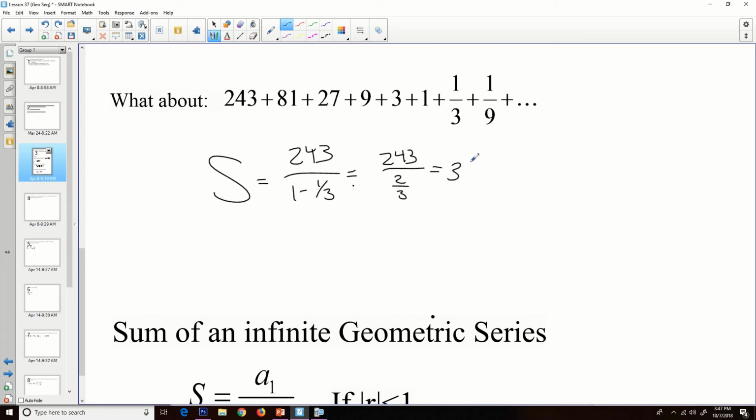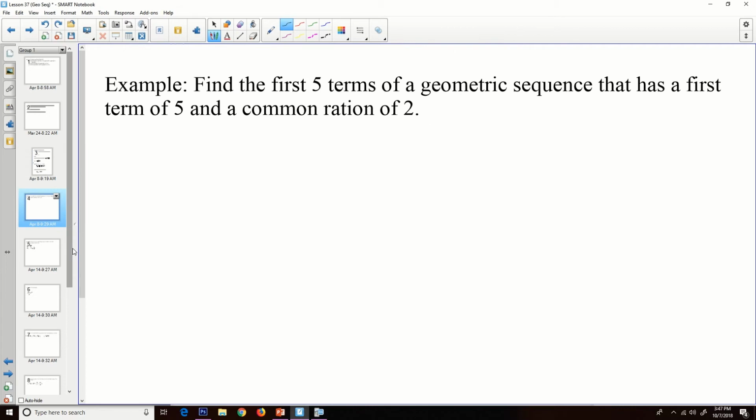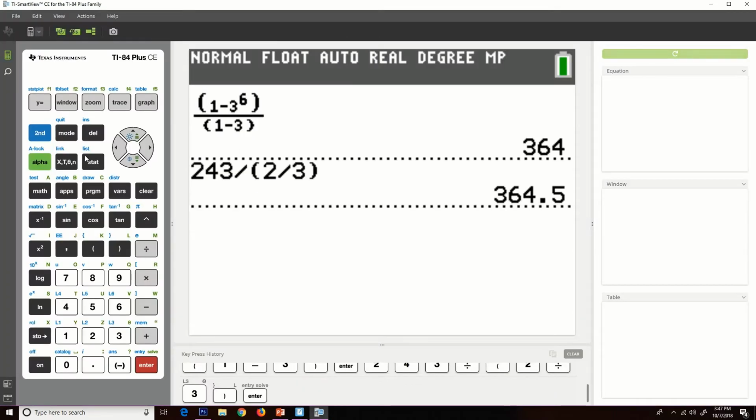So this is 364.5, and that's that total sum. All right, so an example: find the first 5 terms of a geometric series that has a first term of 5 and a common ratio of 2. Well, if that's true, then a sub n is going to equal 5 times 2 to the n minus 1, and we will use our graphing calculator to get that for us.